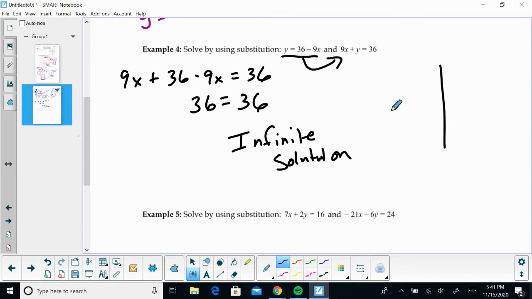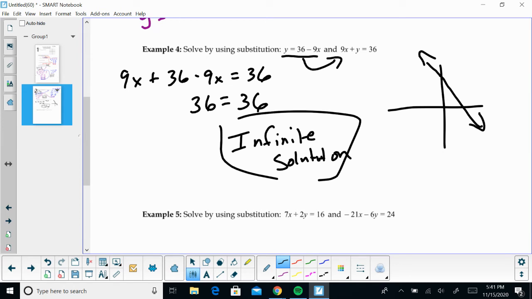So if I look at my graph and I were to graph these two lines, what would that look like? I would be up here about 36, and I'm going down, so it's going to be a negative line like this. If it's infinite solutions, where would my second line be? That's right, my second line would be right on top of this first line. It's the same line. That's why the answer is infinite solutions.